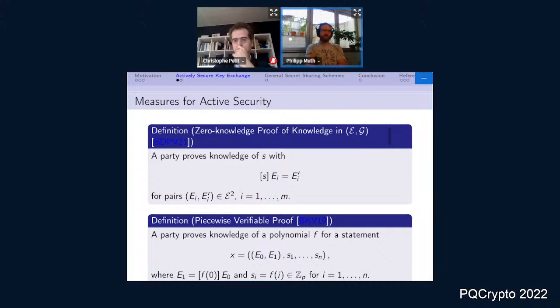And second, we use a piecewise verifiable proof. Consider for that a statement X that consists of a pair E0, E1, and a list of S_i in Z modulo P. A piecewise verifiable proof proves knowledge of the polynomial F in Z_P that connects E0 and E1 and also interpolates the values S_i. The protocol for this, again, is non-interactive.